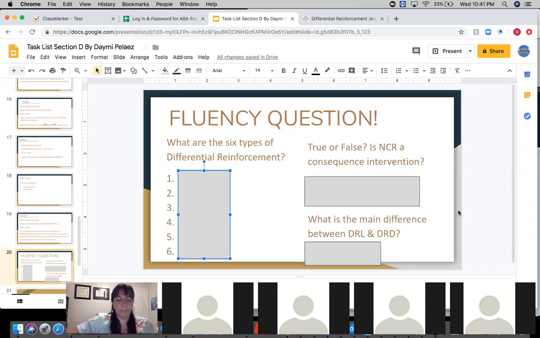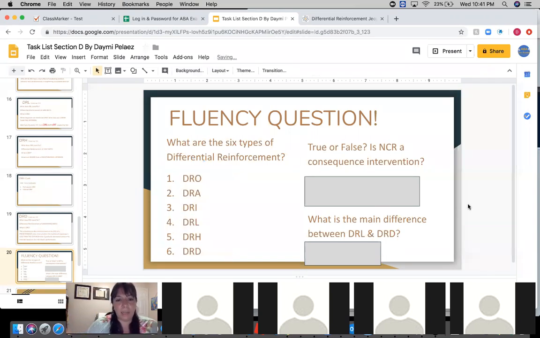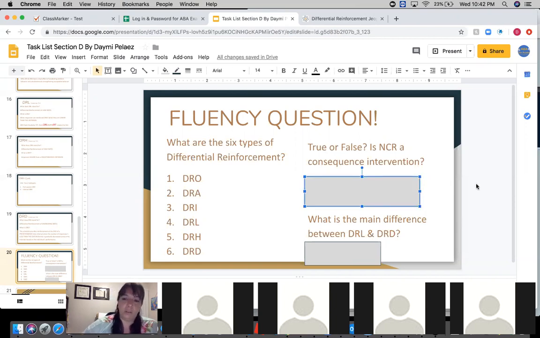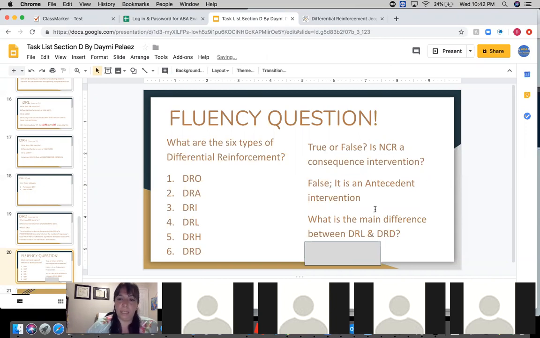That's a great point that you brought up. Thank you for sharing. All right, so like Maud said, DRO, DRA, DRI, DRL, DRH, and DRD, and she used the acronym HILOAD, which is a great tip. All right, so true or false, is NCR a consequence intervention? No. False. Antecedent. Perfect. False. It is an antecedent intervention.